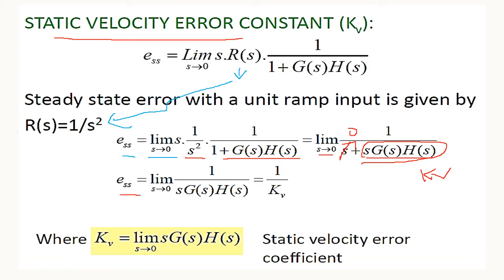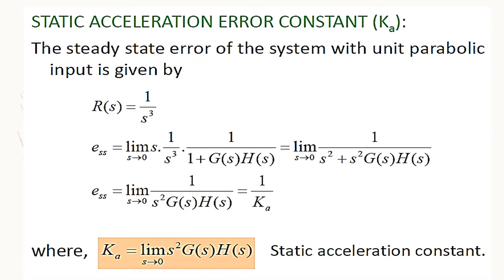So ESS is nothing but 1 divided by Kv. So the static velocity error coefficient is given by Kv = limit s tends to 0 of s G(s) H(s). The next one is the static acceleration error constant. We get this from the parabolic test signal.